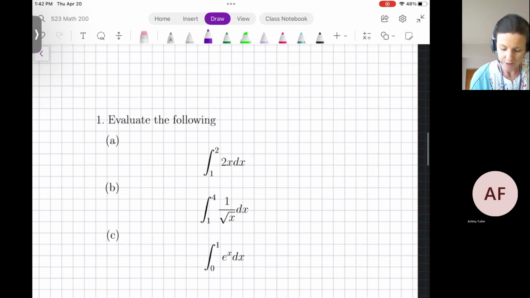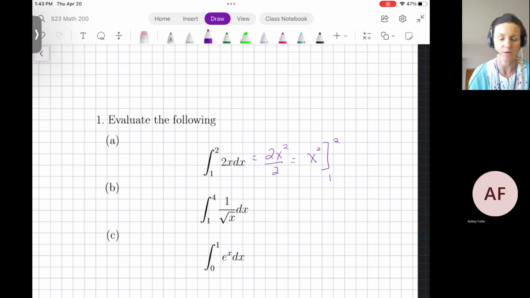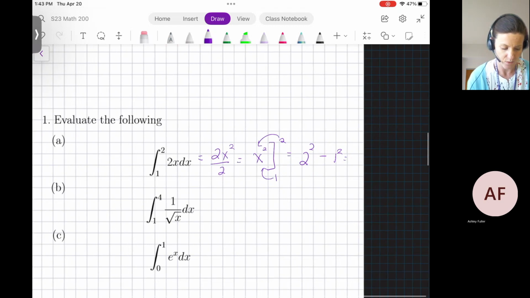For example, here, if we wish to calculate this definite integral, the integral of 2x is 2x squared over 2, which simplifies to x squared, and then we're going to evaluate it from 1 to 2. Using the fundamental theorem of calculus, this means we're going to do 2 squared, plugging in that value, minus 1 squared, which gives us 4 minus 1, which is 3.